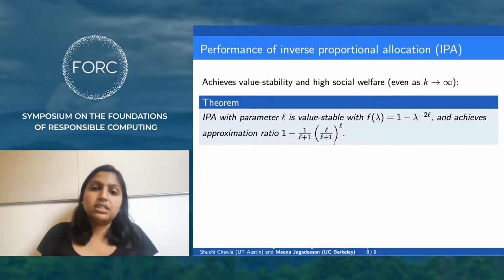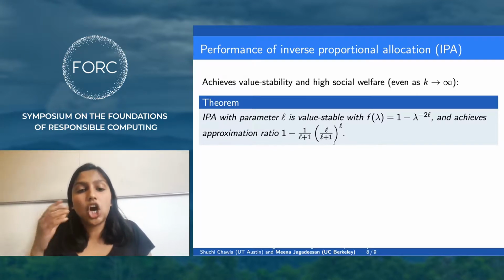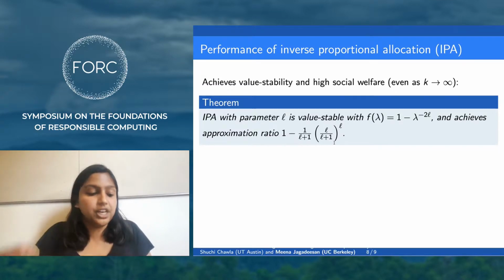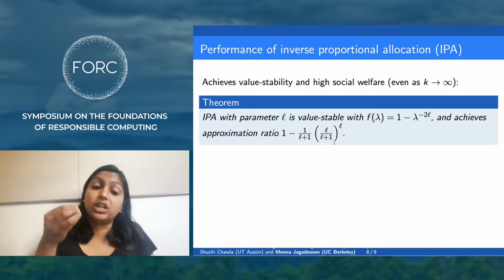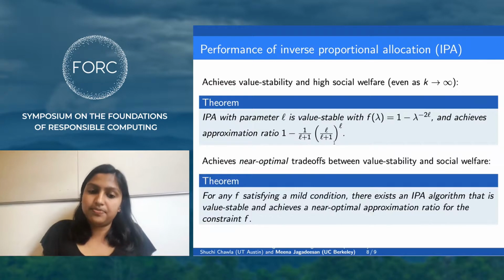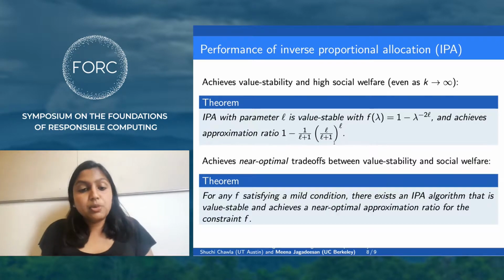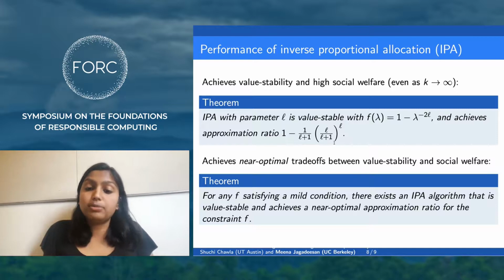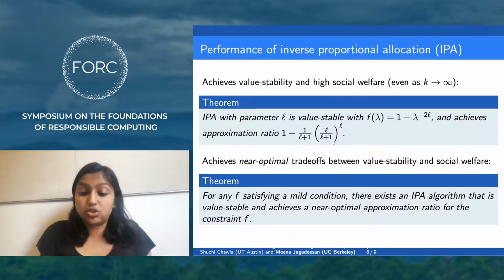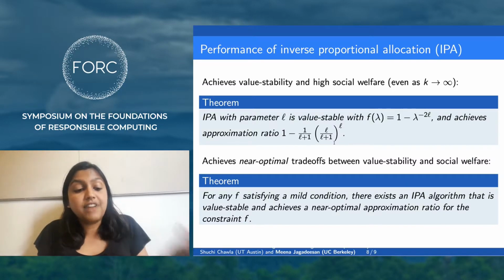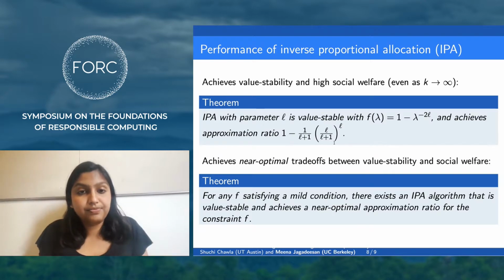Our main result is that inverse proportional allocation achieves value stability and a high social welfare. In particular, a constant fraction of the social welfare compared to the unfair optimal, regardless of the number of advertisers. We also show that inverse proportional allocation achieves near optimal trade-offs between value stability and social welfare, regardless of the value stability constraint f.